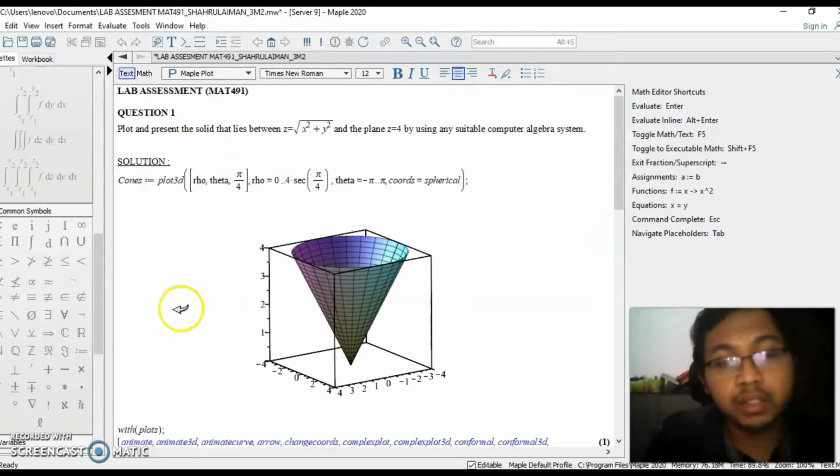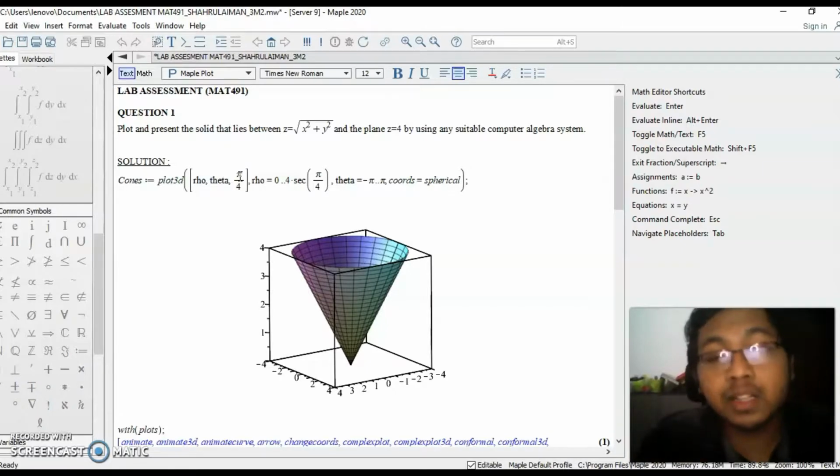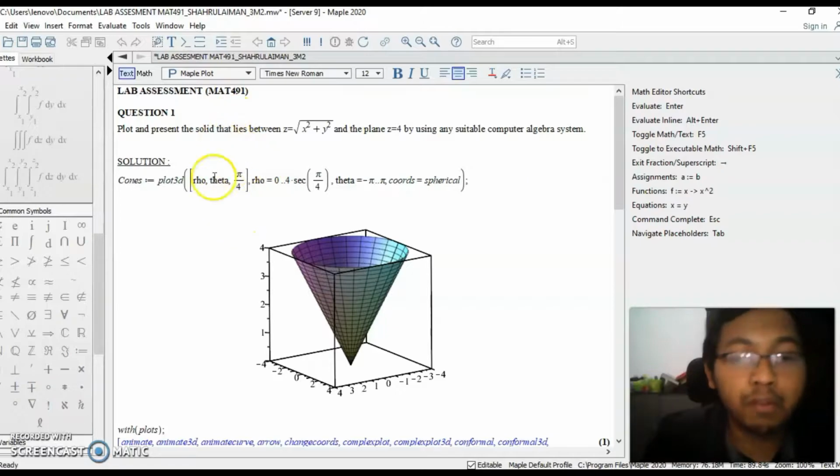Back to the question. This is the coordinate that I mentioned earlier. Why do I use pi over 4 here? Why do I replace phi with pi over 4? It is because pi over 4 is the fixed value of phi in a spherical cone. So we can simply replace phi with pi over 4. So this is the coordinate for this question.